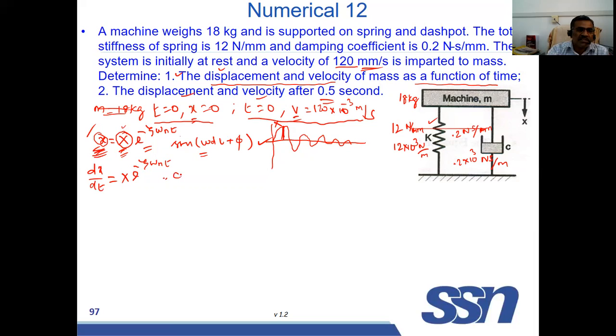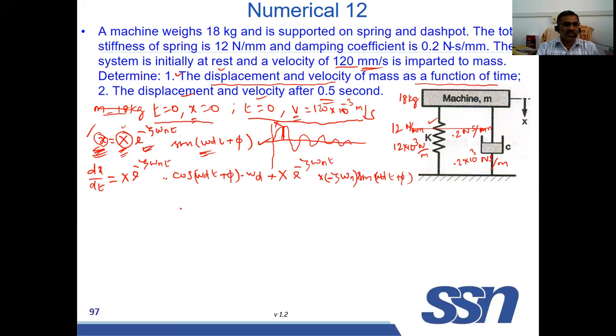and differentiate the other. The differentiation of the sine term is cos(omega d t plus phi) into omega d. Plus capital X into sin(omega d t plus phi), keeping that as it is, and differentiate the exponential term, that is e power minus psi omega n t multiplied by minus psi into omega n. So this is the differentiation.